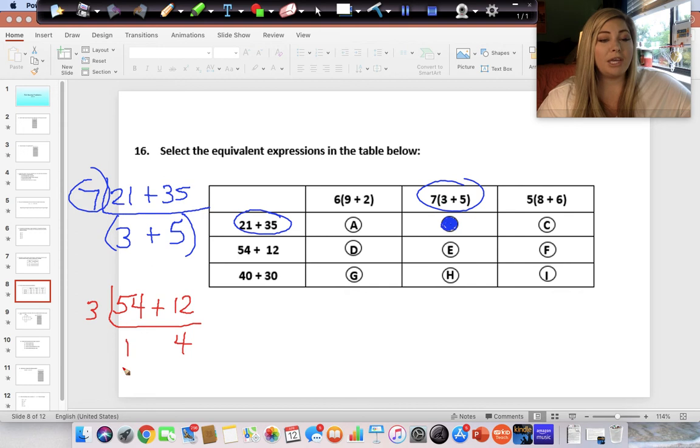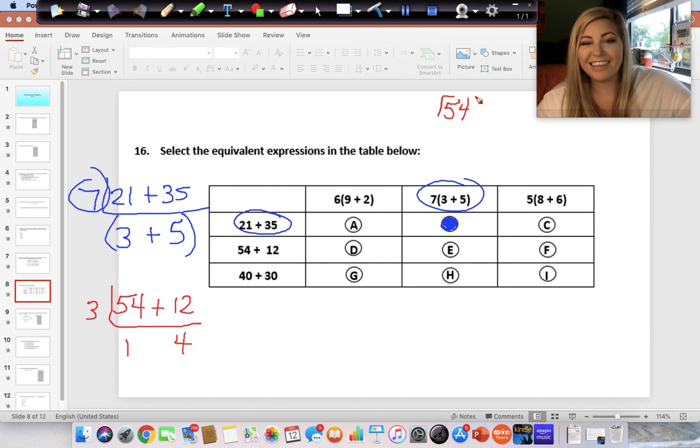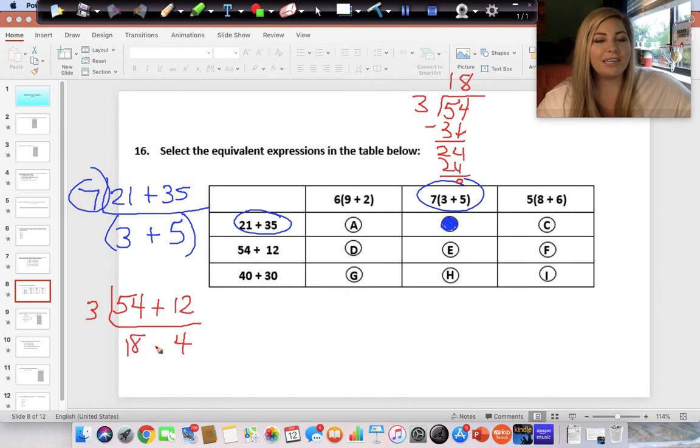And that's 3. I'm going to do this over here. It's hard for me to do things like this in my head. 3 goes into 5 one time. That's 3. Subtract, we get 2. Bring down our 4. 3 goes into 24 8 times. 8 times 3 is 24. Okay, so 18. We can take out 2 from 18 and 4, so we're going to put a 2 out to the side here. 2 goes into 18 9 times, 2 goes into 4 twice, and we're done now because nothing else will go into 9 and 2.